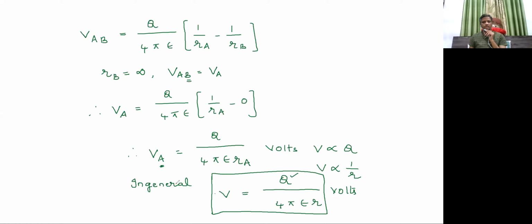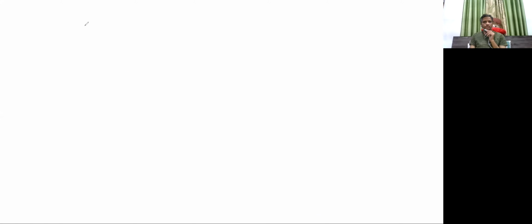There is no square, and here V is also called scalar potential, scalar electric potential, which is a scalar quantity. It's not a vector because there is no direction, which has only magnitude. Now we will extend this to another very important expression that will get it.